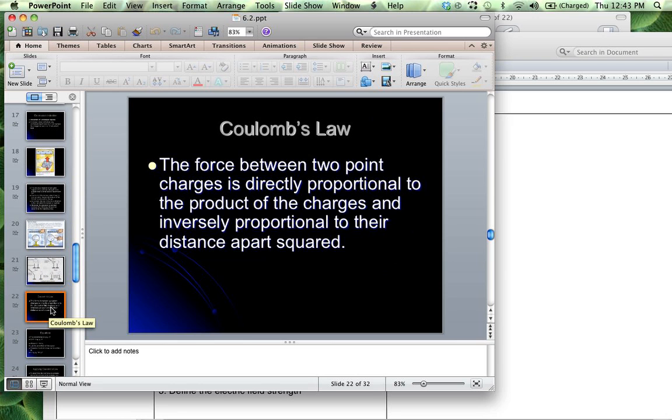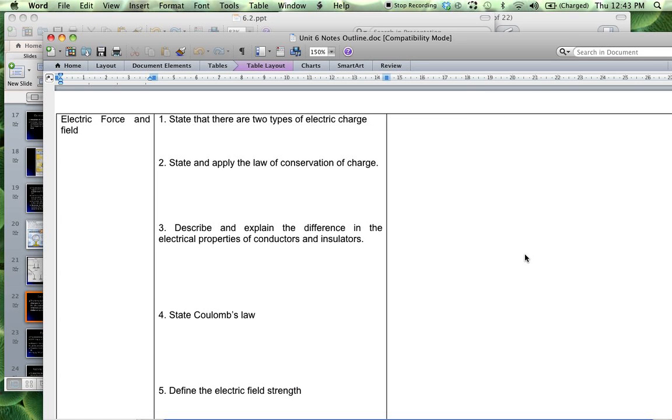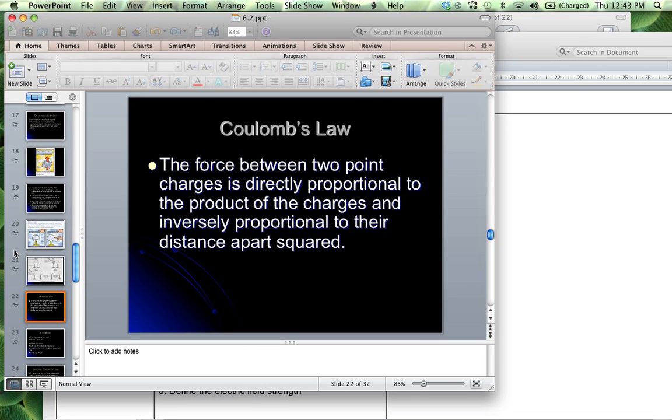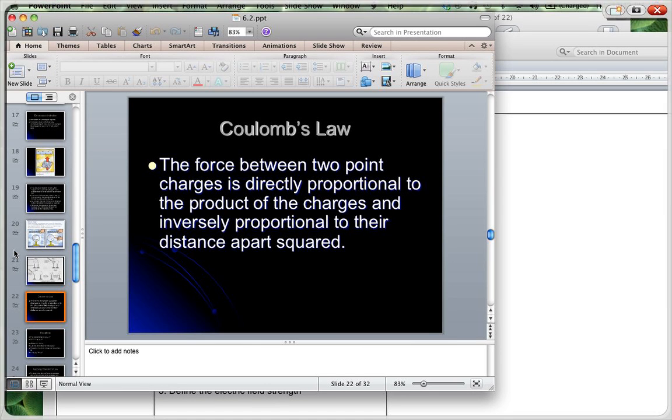And I just want to find my Coulomb's law. So this is an important law. State Coulomb's law. The force between two point charges is directly proportional to the product of the charges, and inversely proportional to the distance apart squared. So it's a very similar law to Newton's law of universal gravitation. It's got that same format.